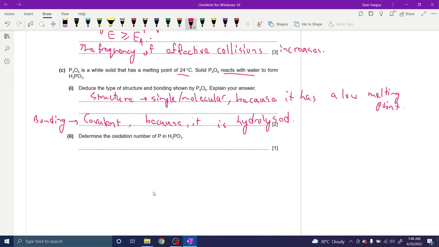Determine the oxidation number of phosphorus in H3PO3. So oxygen is always -2. -2 into 3 is -6. This is +3. So phosphorus has to be +3, right?